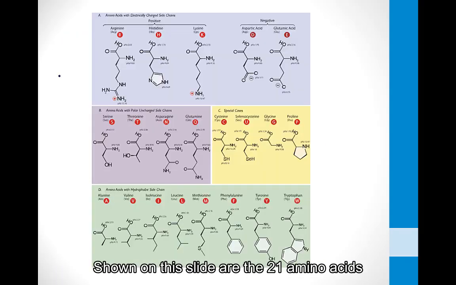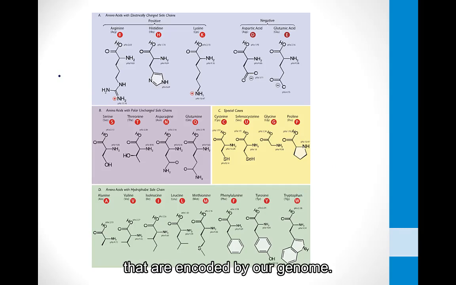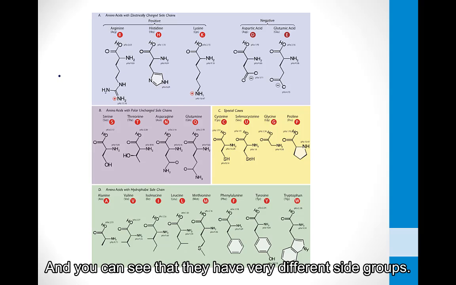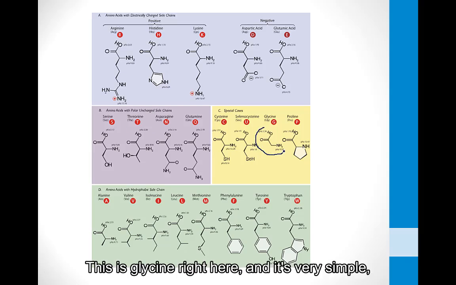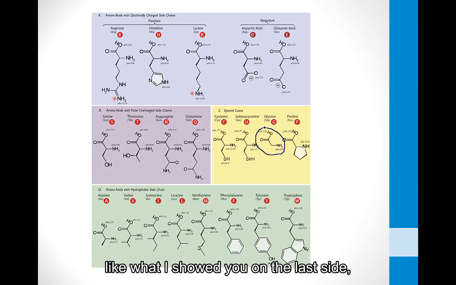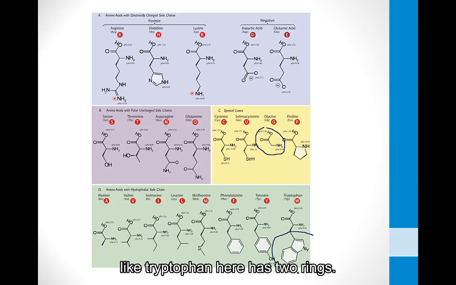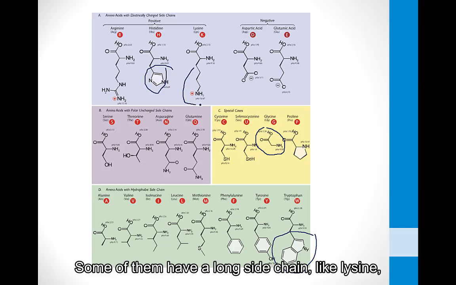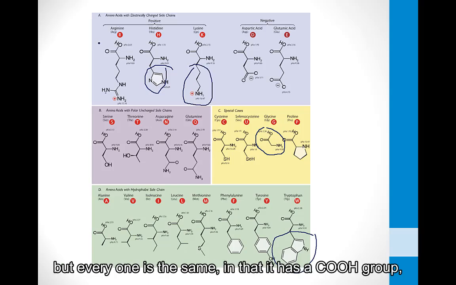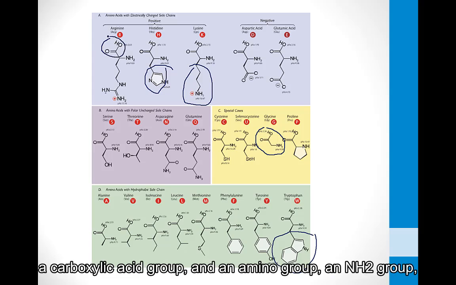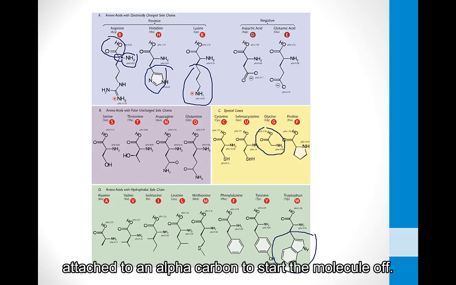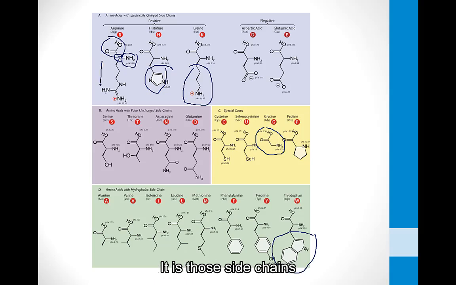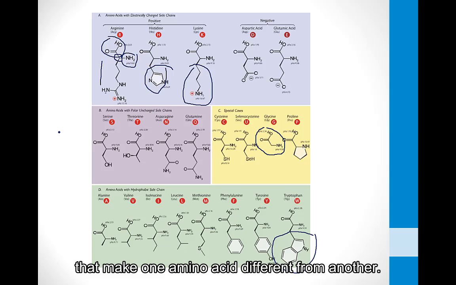Shown on this slide are the 21 amino acids that are encoded by our genome, and you can see that they have very different side groups. This is glycine right here, and it's very simple like what I showed you on the last slide, but other molecules have much bigger and more complex side chains, like tryptophan here has 2 rings. Histidine has a ring as well. Some of them have a long side chain like lysine. But every one is the same in that it has a COOH group, a carboxylic acid group, and an amino group, an NH2 group, attached to an alpha carbon to start the molecule off. It is those side chains that make one amino acid different from another.